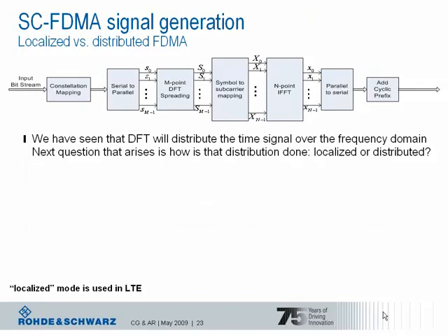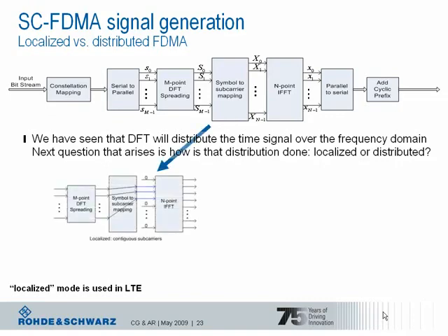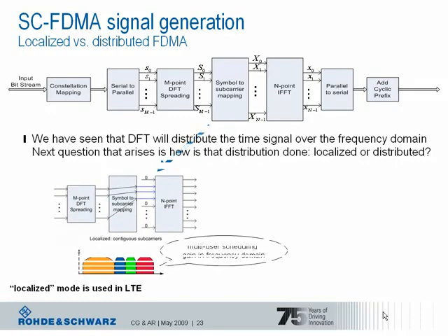Now the question that comes up is how the subcarrier mapping is realized in the uplink. There are two possibilities, each coming with one advantage. First, we have localized mapping. In localized mode, the modulation symbols are assigned to adjacent subcarriers as shown in the graph. This gives us the advantage of multi-user scheduling gain in the frequency domain. For localized subcarrier mapping, single carrier FDMA is named localized FDMA.